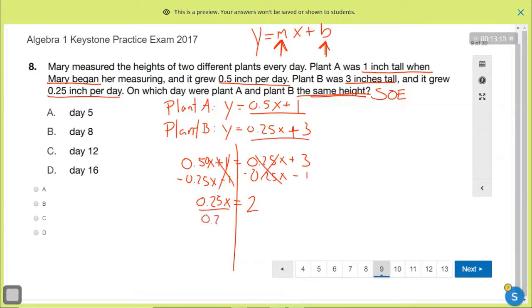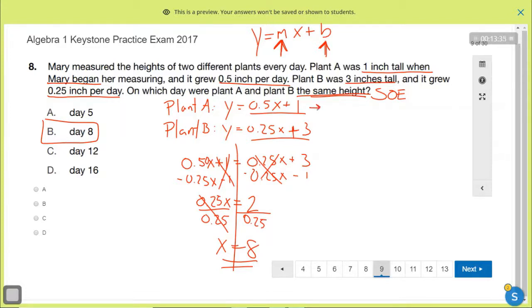And if I divide by 0.25 on each side, I find that x is equal to 8. That means that in 8 days, they will be the same. Now, before I come over here and select that as my option B, which is our correct answer, I don't know that it's the correct answer.